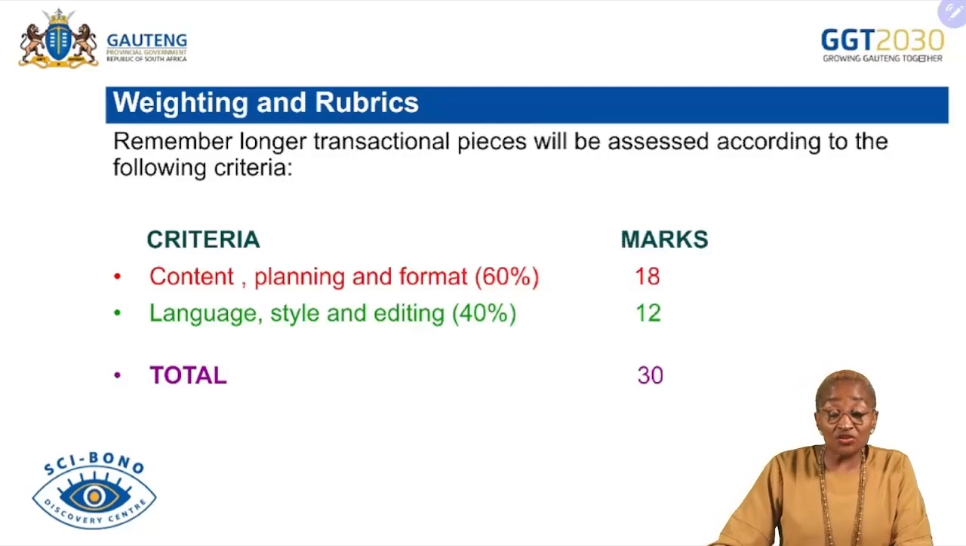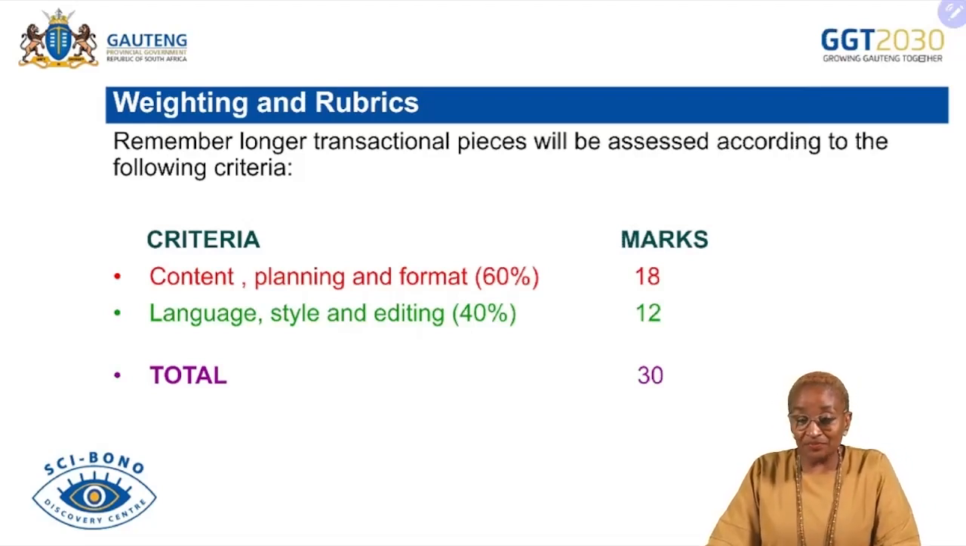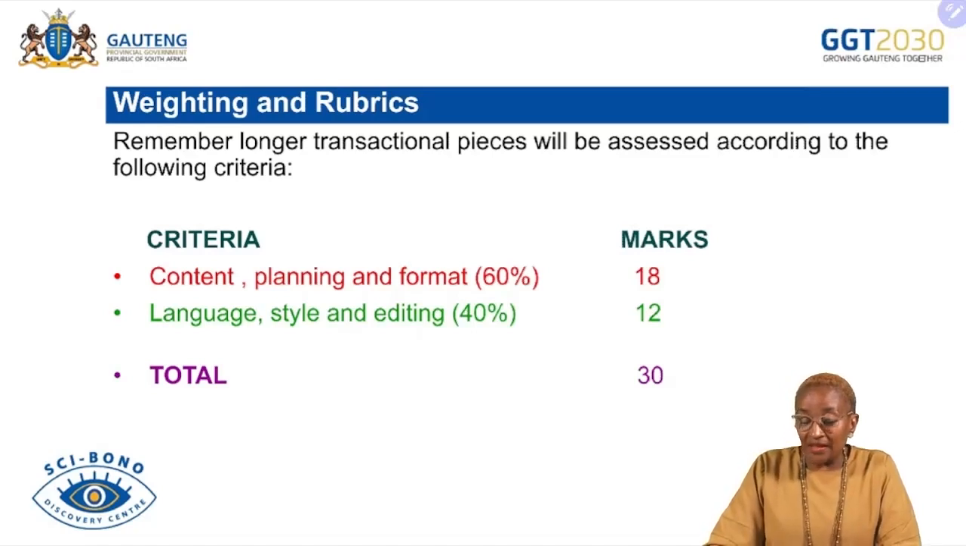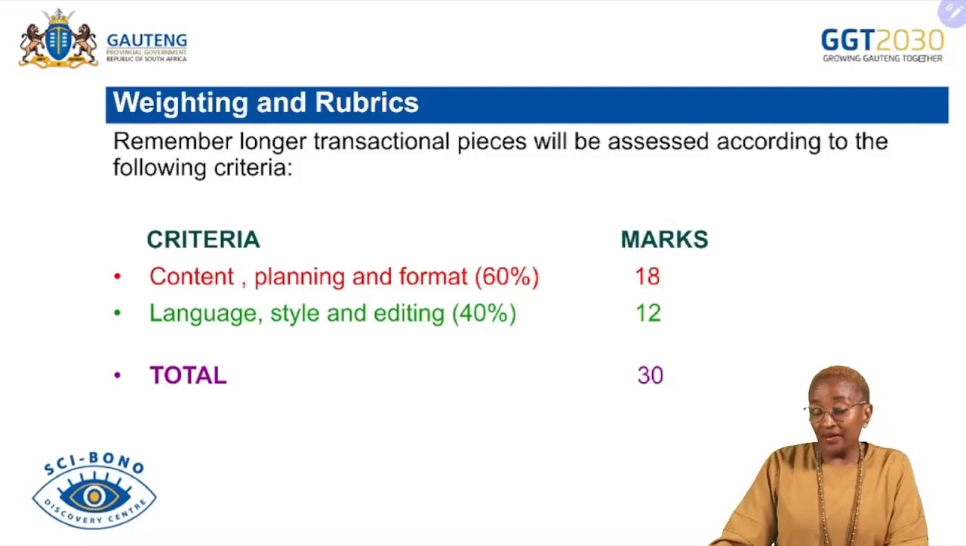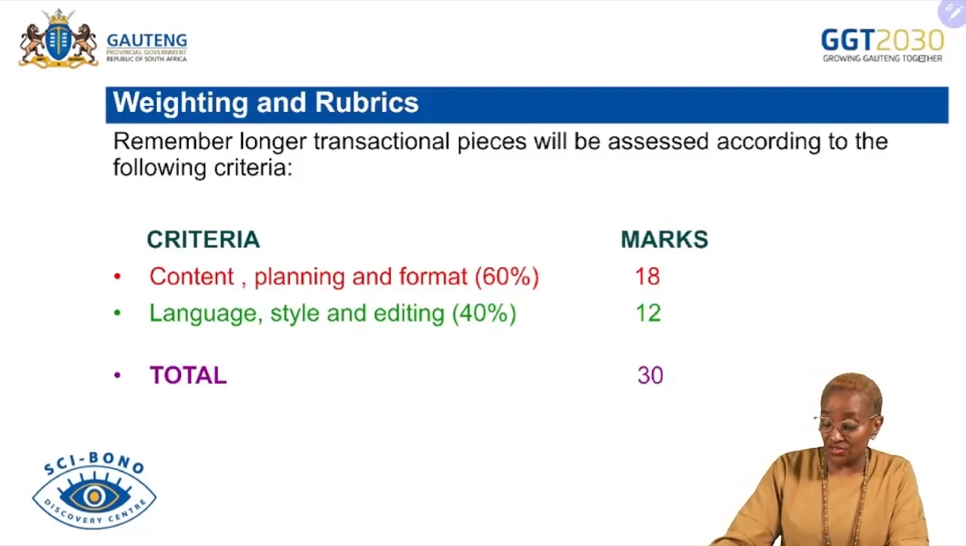Your teacher will assist you in terms of the guidelines, what you need to put and what you need to leave out. However, if you were to stick to the guidelines, you would definitely get it right. All of the best in those 4 activities. Right. Let's have a look at the weighting and the rubrics as well. I've also made mention of this, that in any longer transactional piece, that piece will be assessed according to the following criteria.